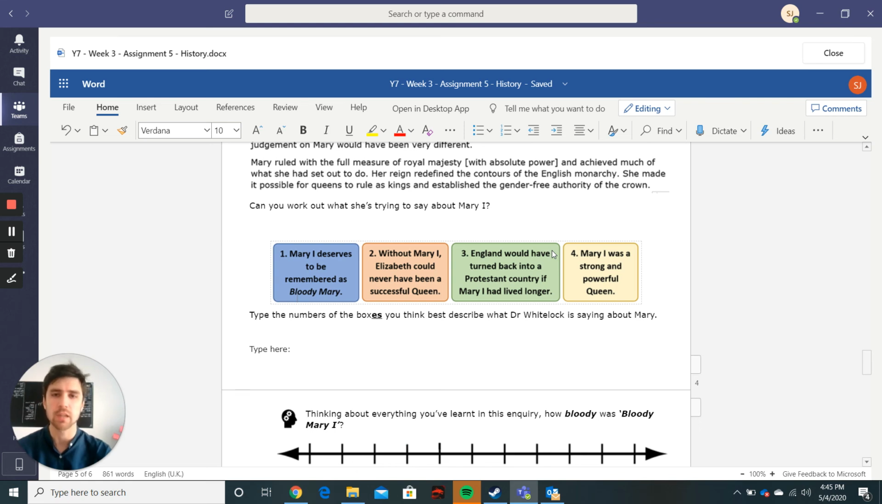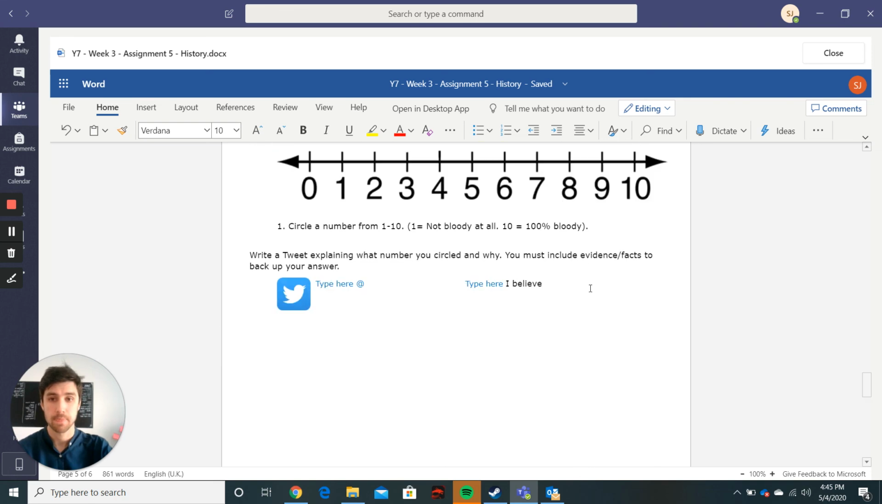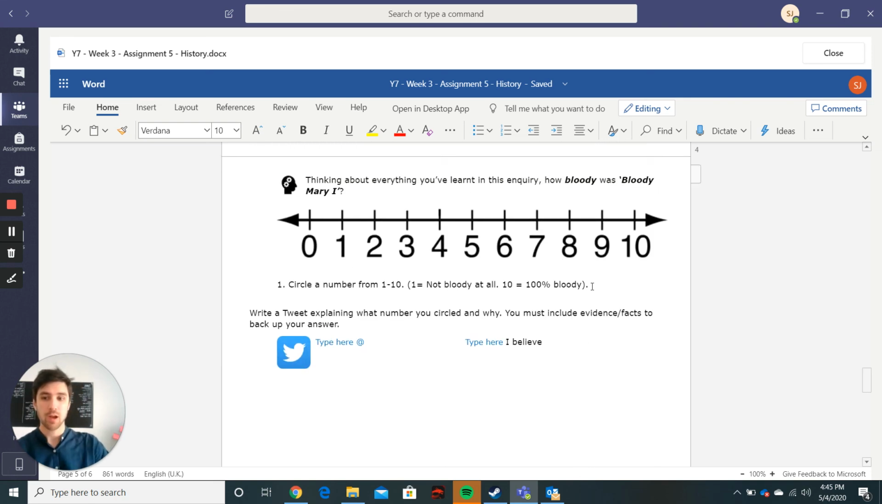Actually, I've just noted I've made a mistake. It's 2 are incorrect. So 1, Mary I deserves to be remembered as Bloody Mary, and 3, England would have turned back into a Protestant country if Mary had lived longer. Of course, it would have turned back into a Catholic country. So the correct answers are 2 and 4. Okay, hopefully no more mistakes in this video.